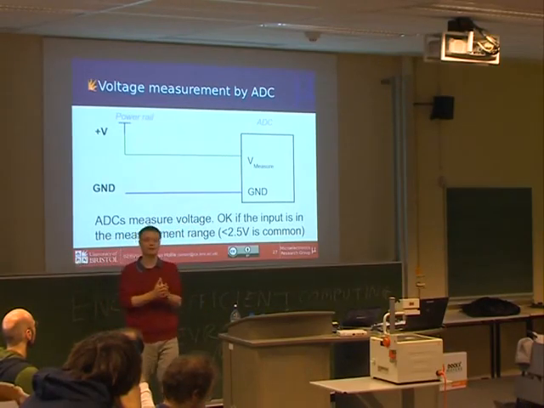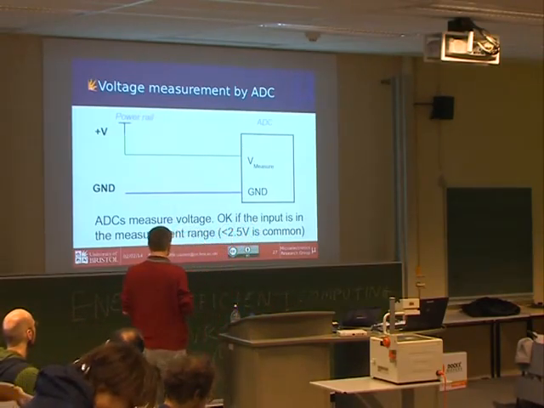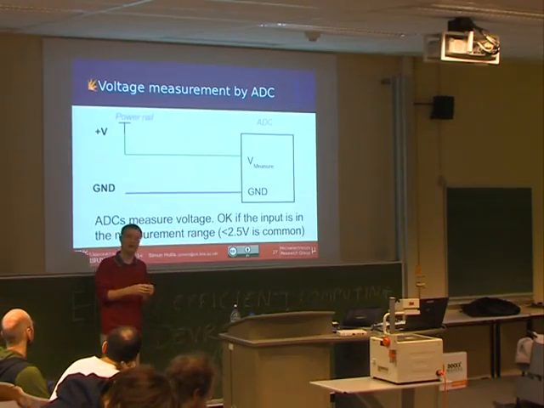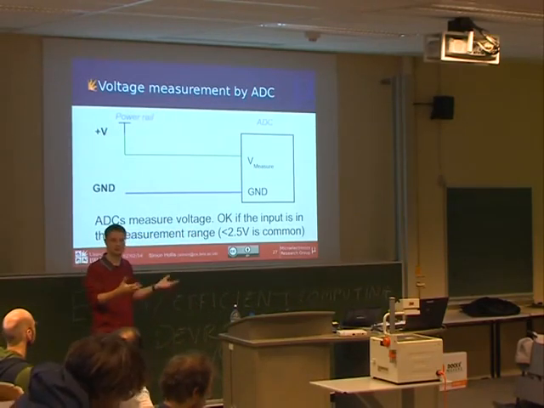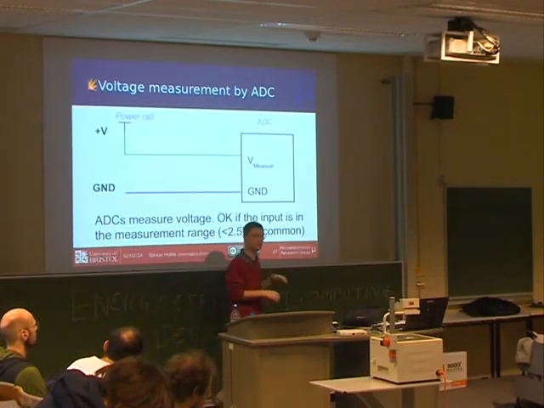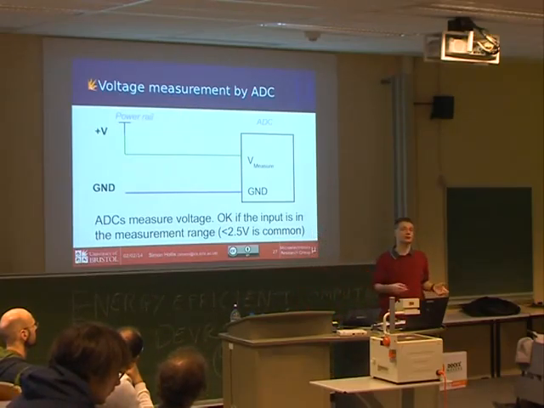And it gives you out a digital value, with some resolution. 12 bits is quite common. And there you have your number. You now have measured voltage, you've got a digital representation, you can store it in a file. Typically, these things work to about 2.5 volts in an embedded device, and so any voltage up to 2.5 volts, you can just measure.